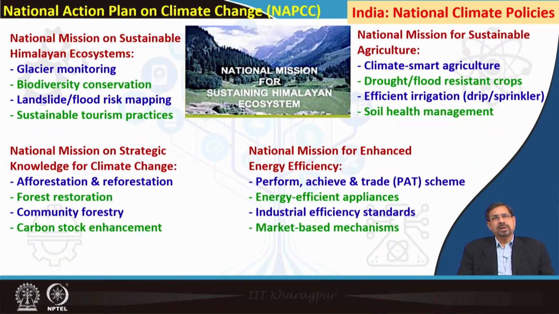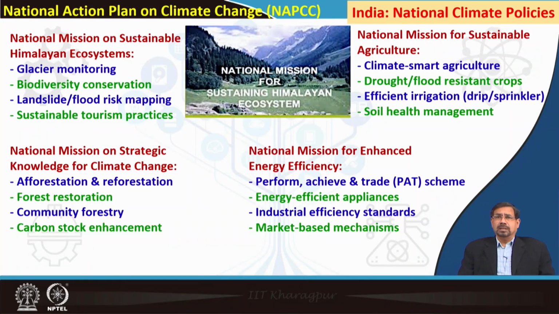Moving on to the sixth one, we have the National Mission on Strategic Knowledge for Climate Change. So, for this we need to have all this as far as afforestation, reforestation, forest community and all this is concerned. Coming to the seventh one, the National Mission for Sustainable Agriculture. So, climate smart agriculture, drought and flood resistant crops, efficient irrigation in terms of drip and sprinklers, and soil health management. So, these all fall under sustainable agriculture because we need to do climate smart agriculture.